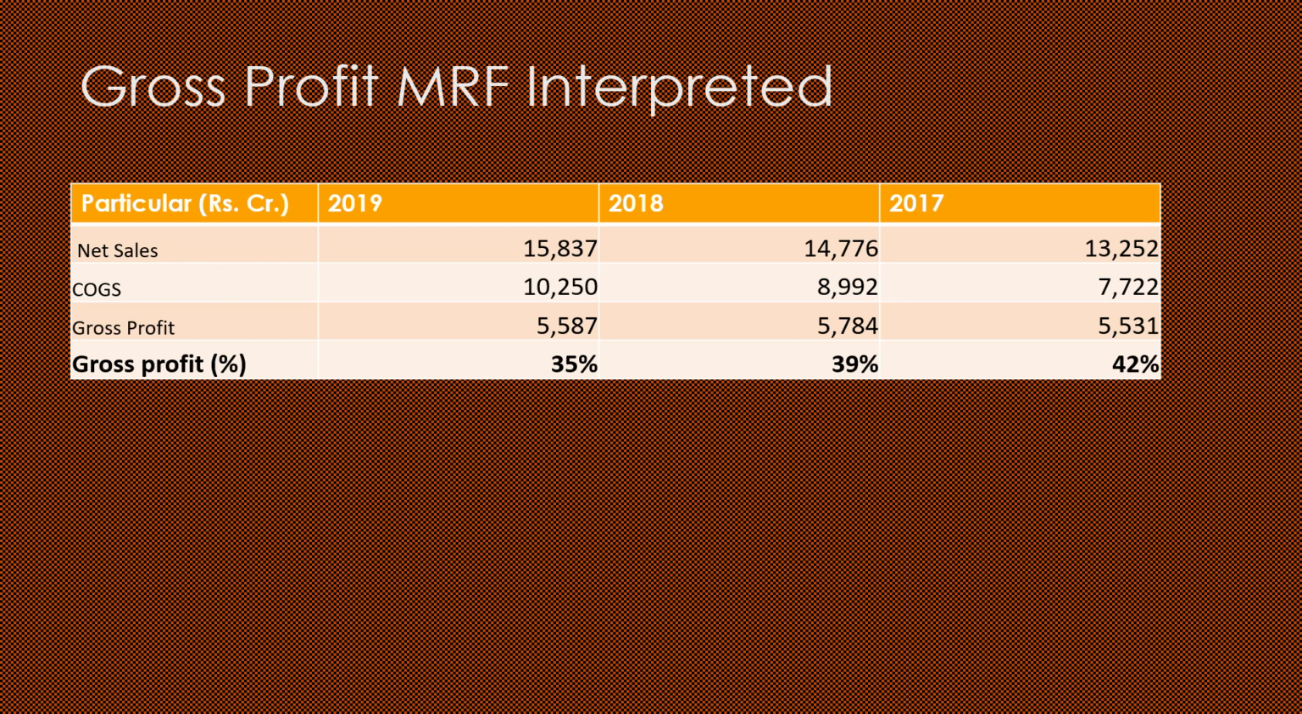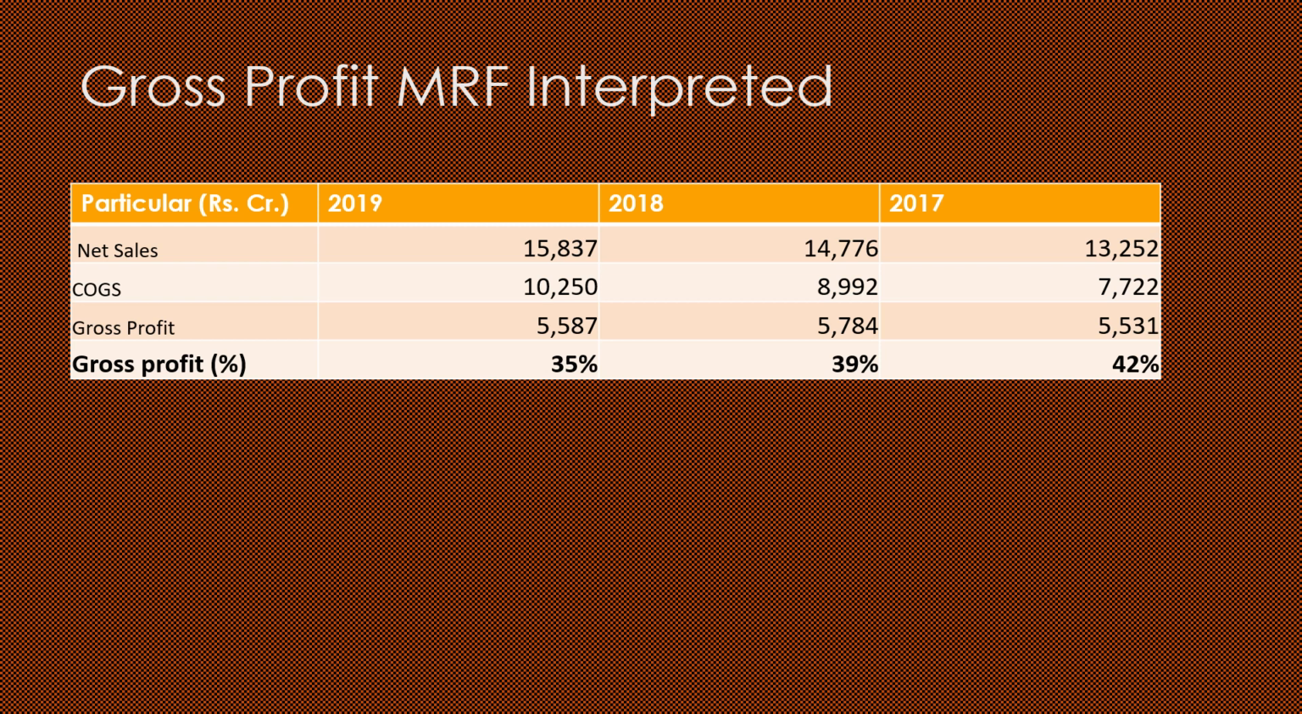Now, if I look at the absolute figures, 5,531 crore, 5,784 crore, and 5,587 crore, no message comes to me. I do not understand what these numbers mean. I cannot take a decision based on these numbers. So what do I do? I take the gross profit figure, I take the net sales figure, I divide gross profit by net sales, and what I get is gross profit percent. I'm expressing it in percent. So for the 3 years, I have gross profit divided by net sales into 100. And what have I got? I've got a gross profit percent of 35%, 39%, and 42%.